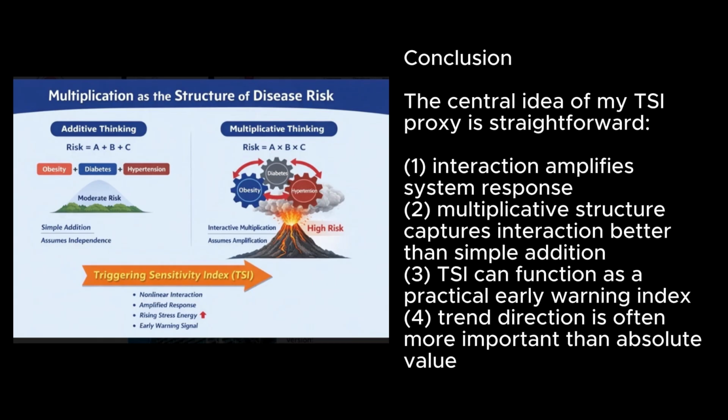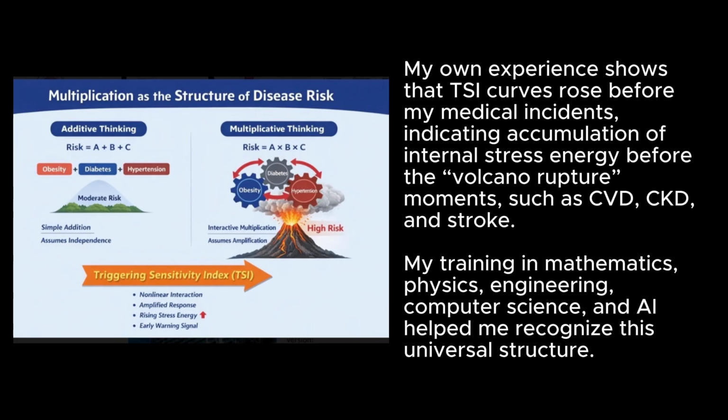Conclusion. The central idea of my TSI proxy is straightforward. 1. Interaction amplifies system response, so multiplicative structure captures interaction better than simple addition. 3. TSI can function as a practical early warning index, as trend direction is often more important than absolute value. My own experience shows that TSI curves rose before my medical incidents, indicating accumulation of internal stress energy before the volcano rupture moments, such as CVD, CKD, and stroke.